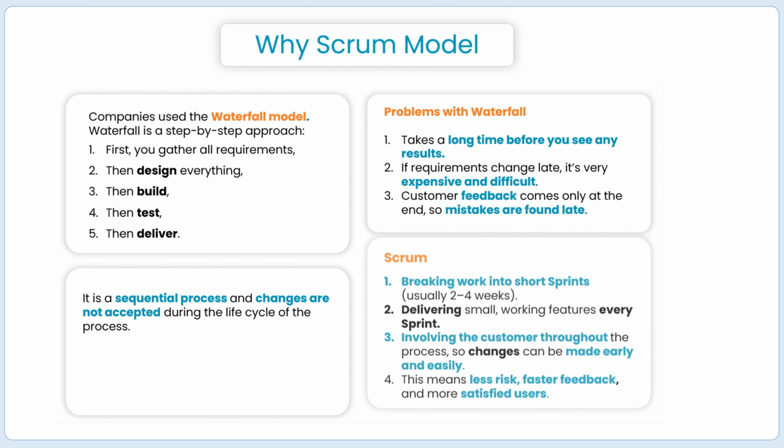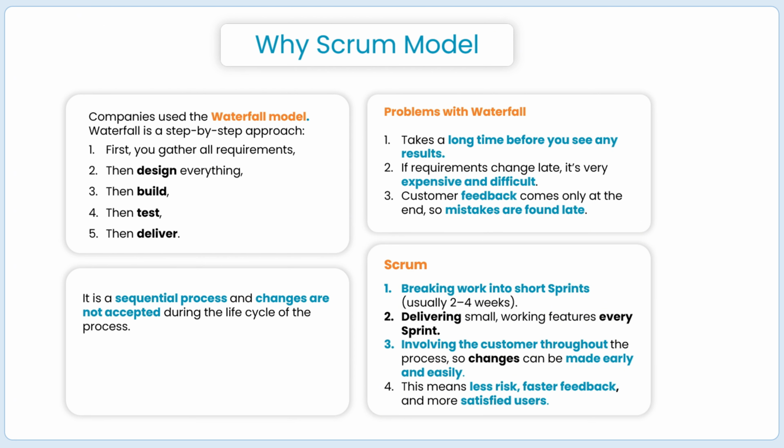To solve above issues, we use Scrum model. In Scrum, we break work into short sprints, usually 2 to 4 weeks. We deliver small working features every sprint and involve the customer throughout the process, so changes can be made early and easily. Overall, this means less risk, faster feedback, and more satisfied users.